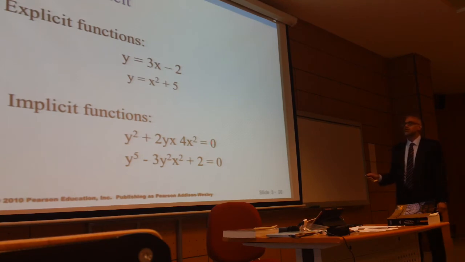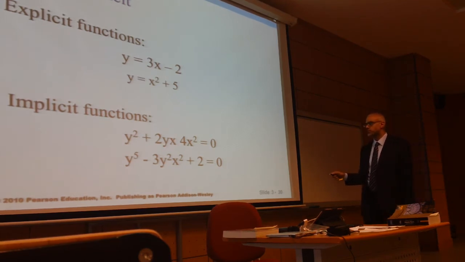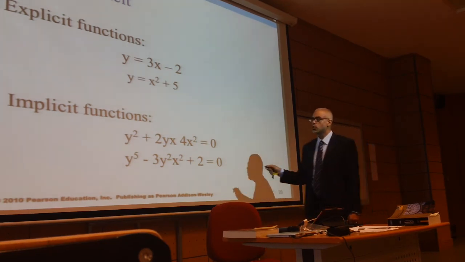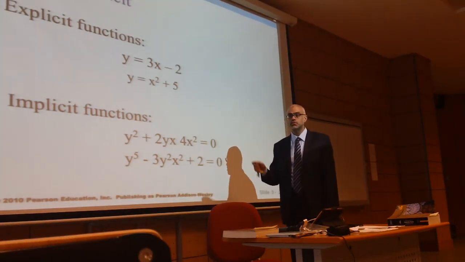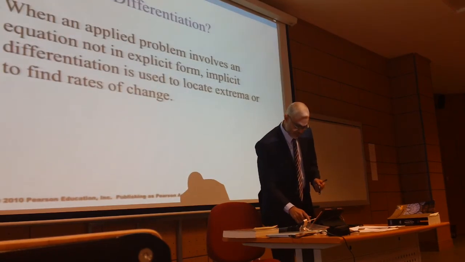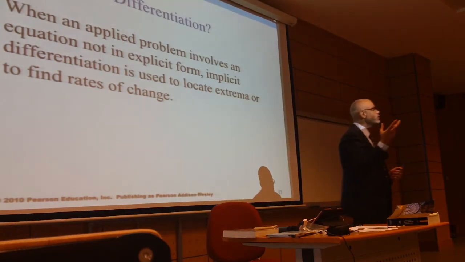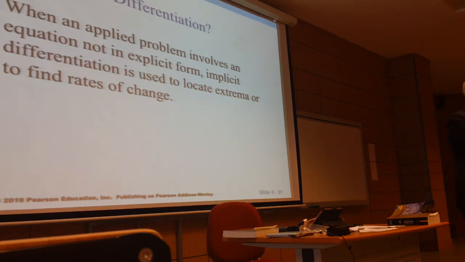Now, implicit functions. These have terms of x and y on one side: y squared plus 9yx times 4x squared, y to the 5 minus 3y squared, x squared plus 2. Now, how do I get dy by dx for these? This is what we call implicit differentiation. Before we go into the mechanics, why would we want to do this? Some functions we cannot write as y as a function of x. You only have an implicit form.